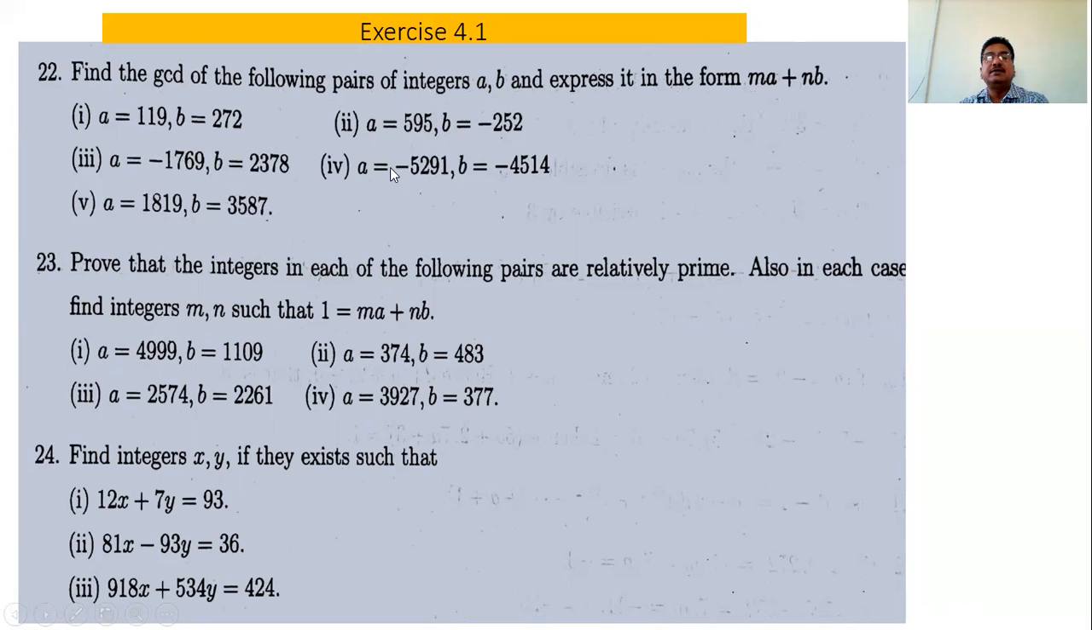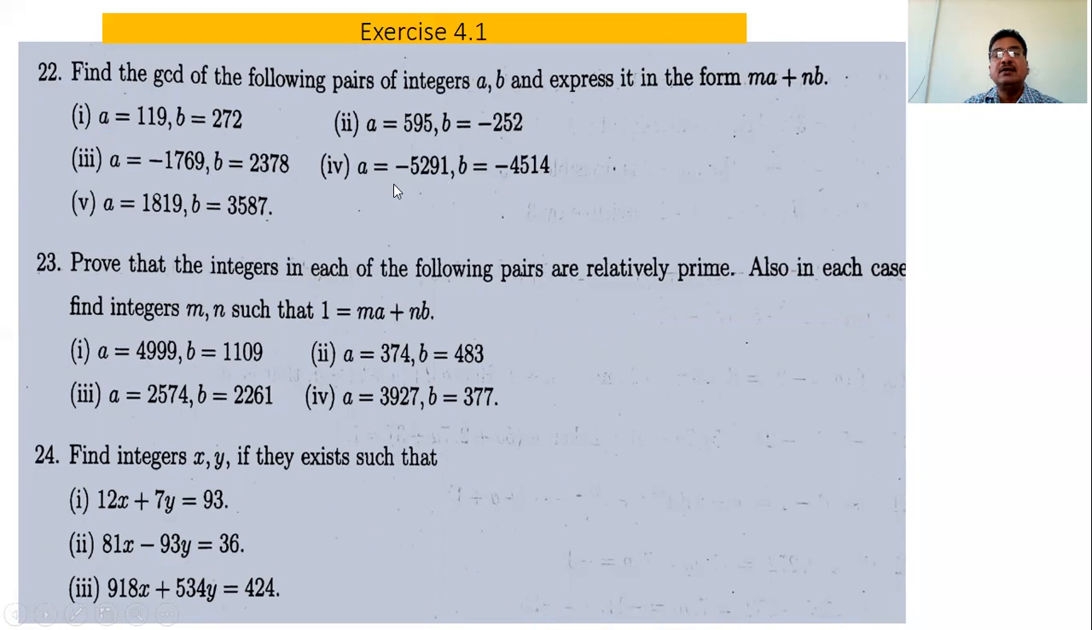Find the greatest common divisor. These numbers are both negative. This one is negative, the other is positive. That is why, to find the greatest common divisor of minus 1769 and 2378, it is equal to the greatest common divisor of 1769 and 2378. That is, just find the greatest common divisor of 1769 and 2378 by deleting the negative sign.